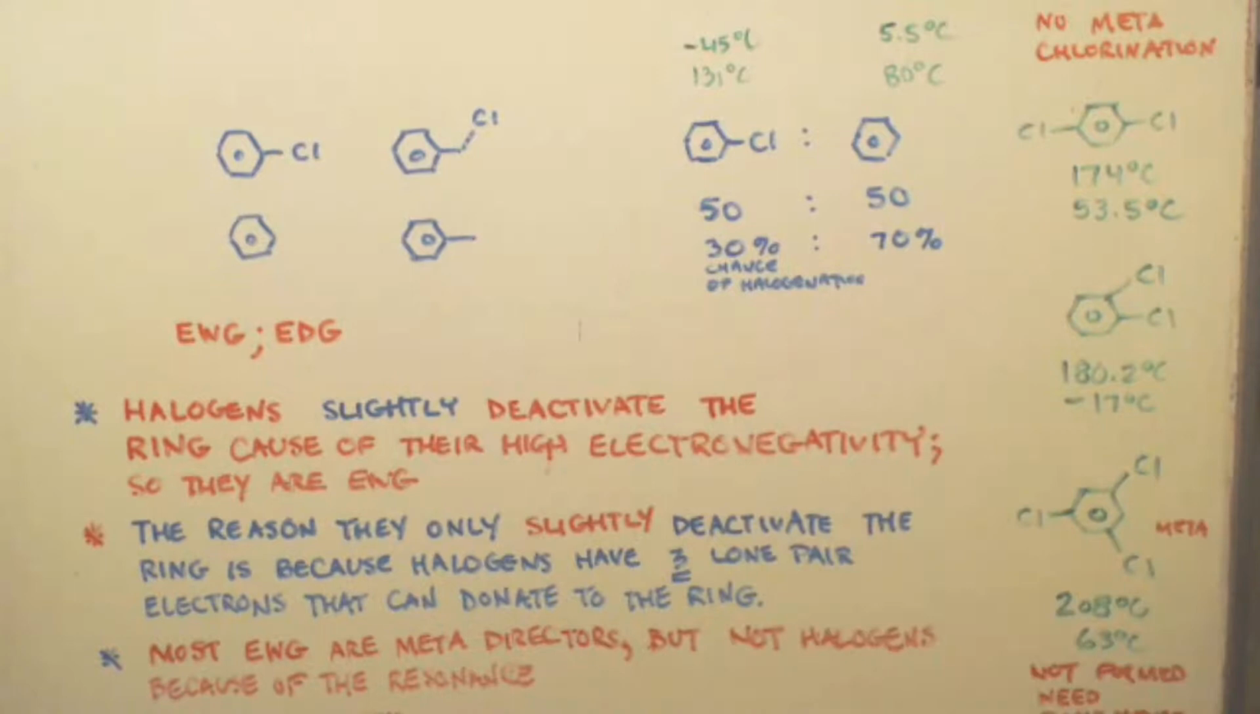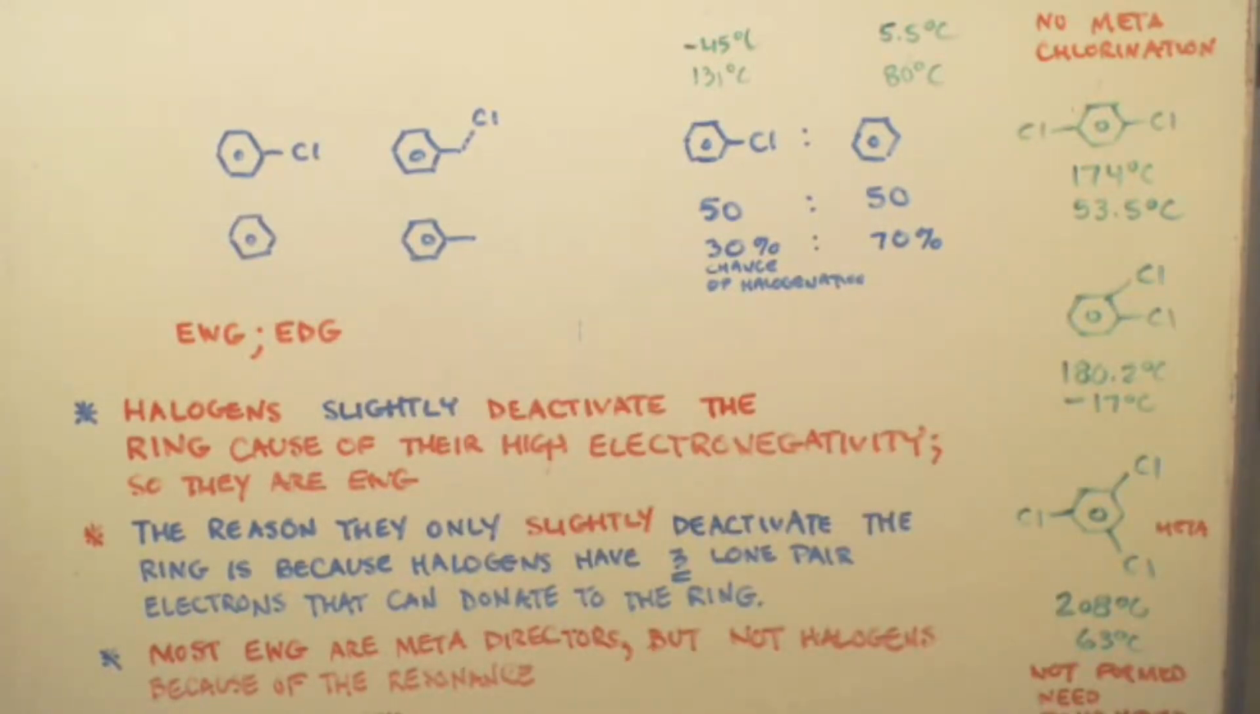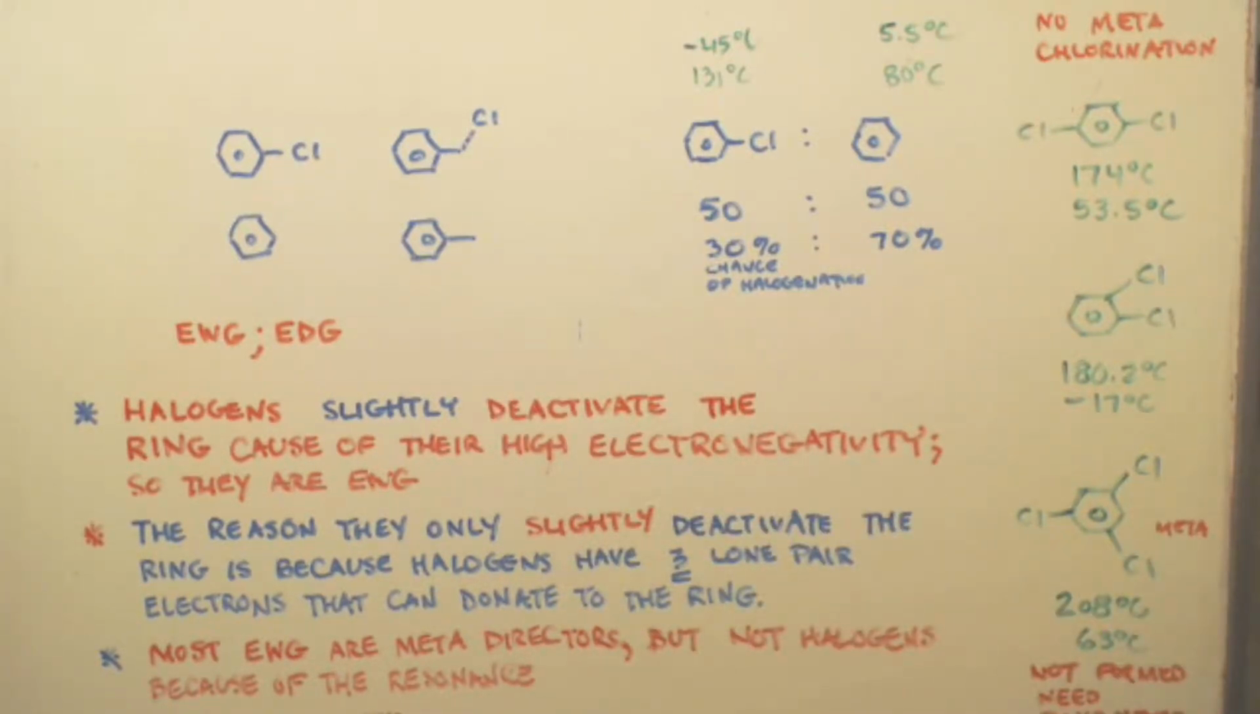So when you add a chlorine on here, you don't have to worry as much about adding another chlorine because you have deactivated the ring, but only slightly, okay? Halogens are the weakest deactivators there are, okay? And the reason why they only slightly deactivate the ring is because halogens have 3 lone pairs, okay? And these lone pair electrons, they can donate into the ring through resonance, right?